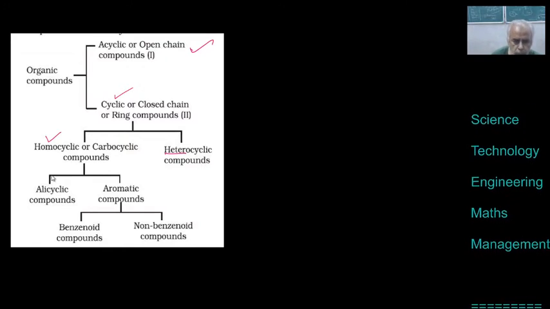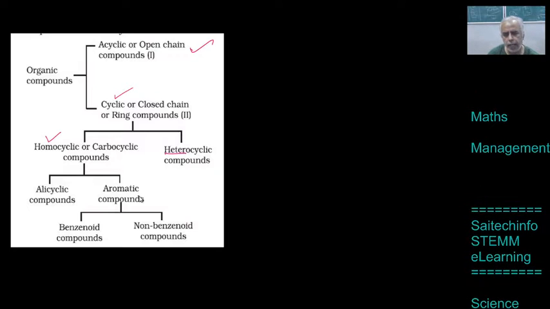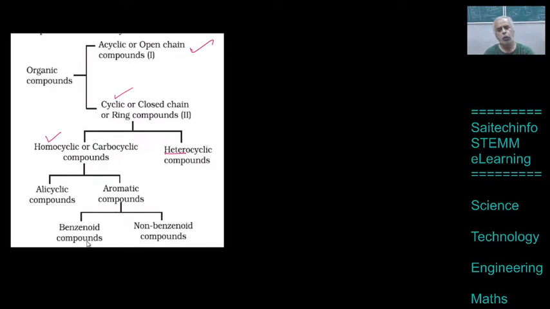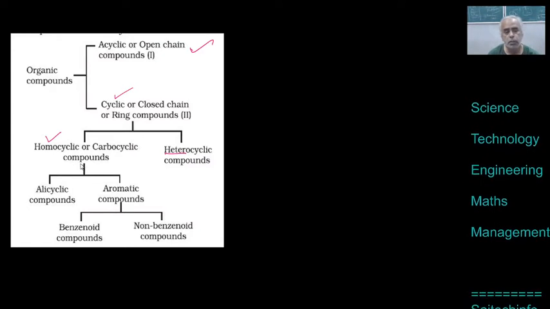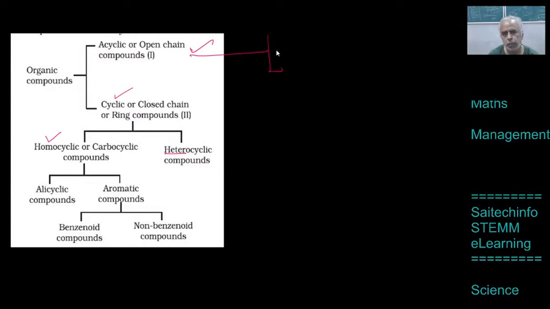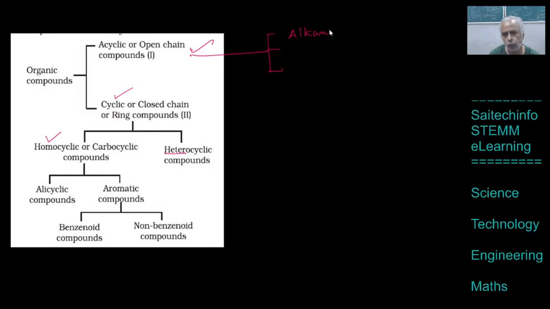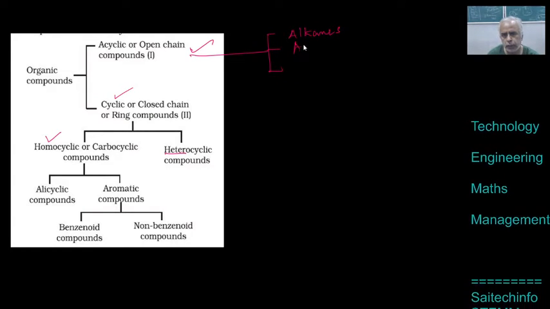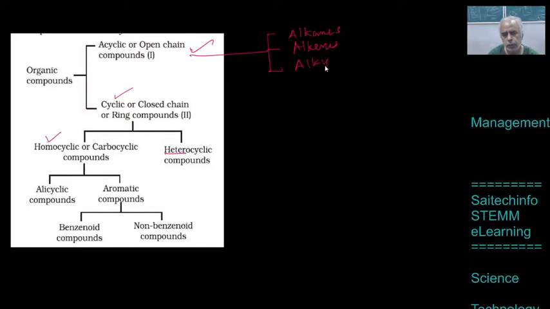Now let us consider further division of homocyclic into alicyclic and aromatic. And this aromatic can further be classified into benzenoid and non-benzenoid. Let me explain one by one. For instance, acyclic, I already discussed, the open chain. Here we have discussed alkane, alkene, alkyne, etc. and the different functional groups also. So all are straight chain compounds. So alkane, alkene, alkyne, this is one set.